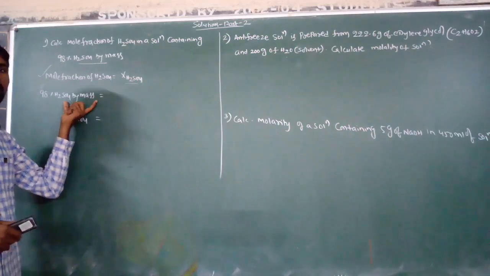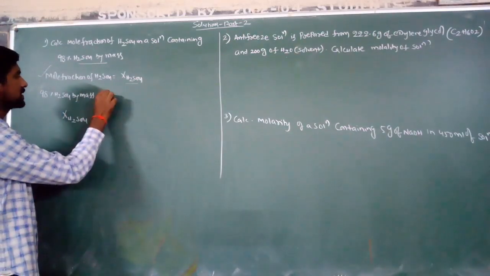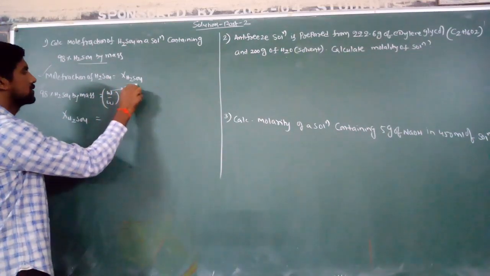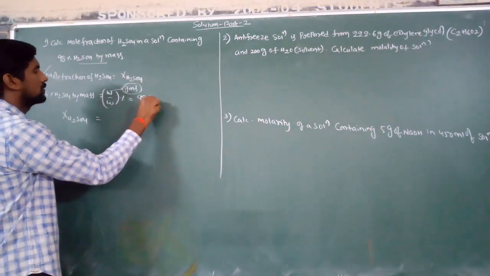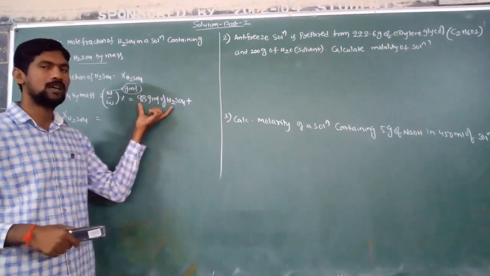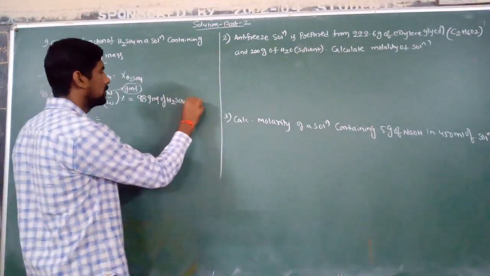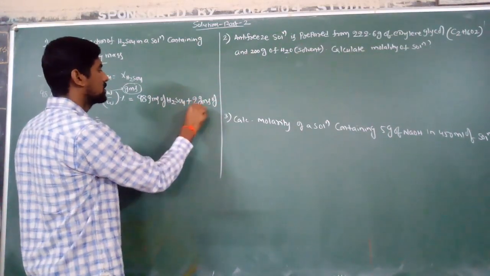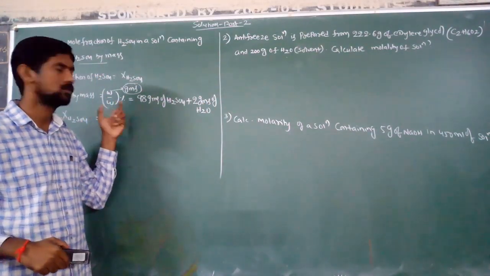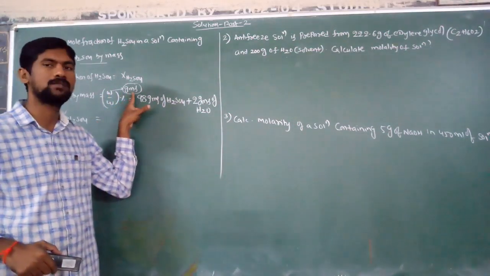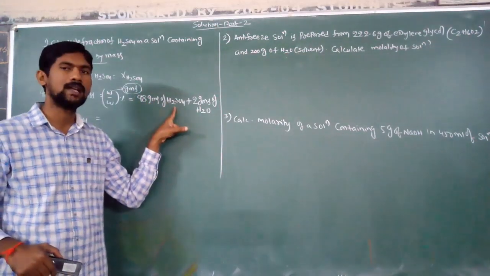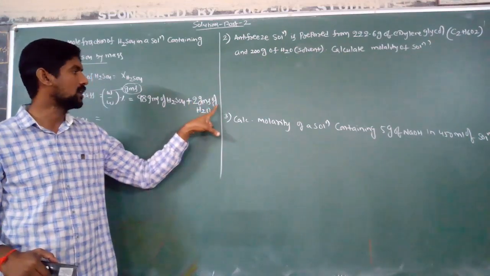So 98% sulfuric acid by mass means mass percentage. What is the unit of mass? Grams. So 98 grams of sulfuric acid is dissolved in 2 grams of water. So both solute and solvent are expressed in terms of their masses, in grams.